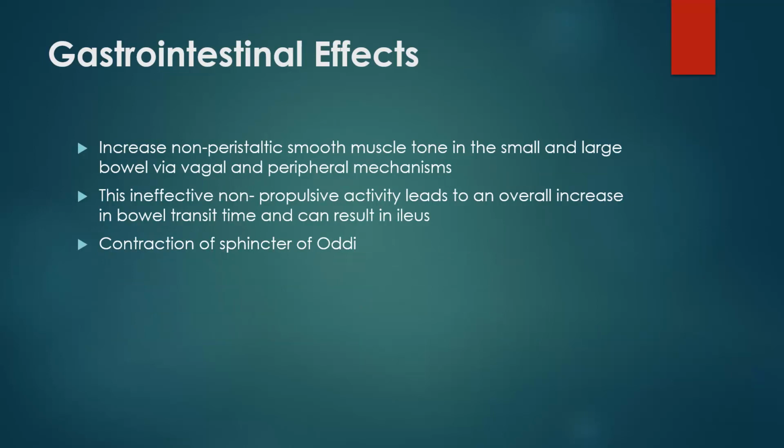Opioids increase non-peristaltic smooth muscle tone in the small and large bowel via vagal and peripheral mechanisms. But just because we have more muscle activity doesn't mean that we have actual motion of matter through the GI tract. This is an ineffective, non-propulsive activity that leads to an overall increase in bowel transit time and can result in ileus. They can also cause spasm of the sphincter of Oddi, which is relieved by giving glucagon. Sometimes we do give glucagon in ERCP, actually more often than not.